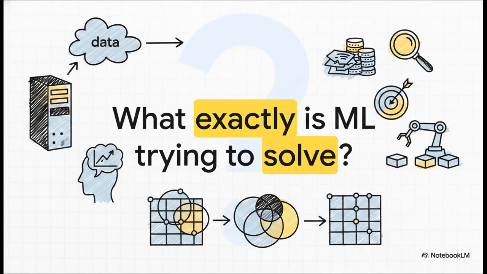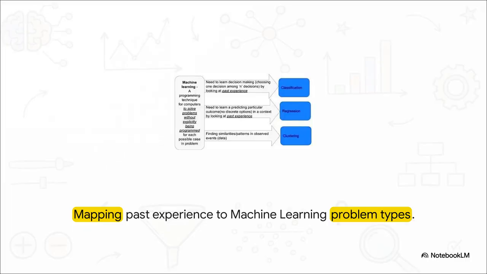I actually want to toss this fundamental question right over to you. What exactly is machine learning trying to solve? I mean, we all know it involves computers and massive amounts of data, but what's the actual end goal when we feed a machine all of this information? What's the point? Well, it really comes down to this.